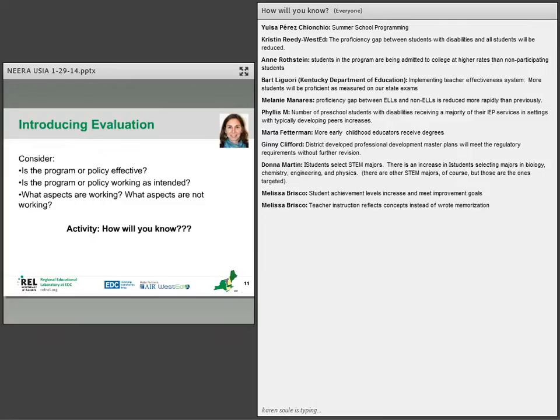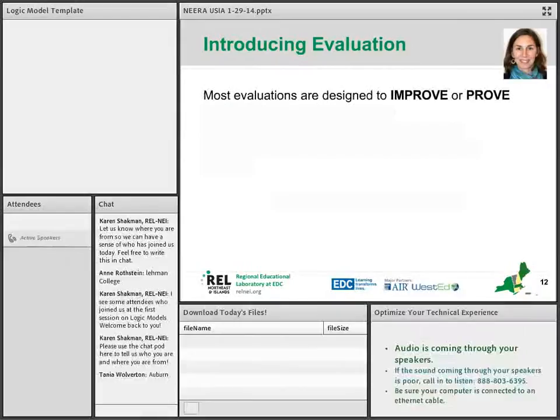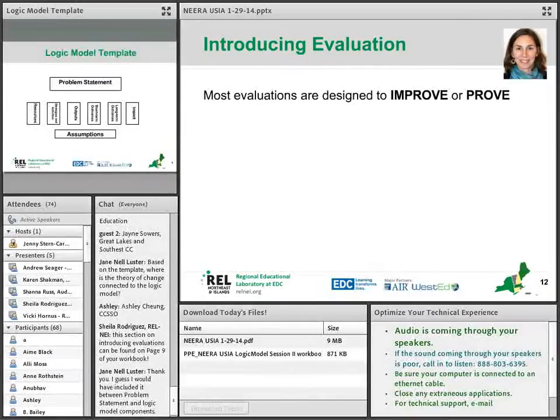We'll move on now and move back to the presentation and dive into a little bit more introduction to evaluation. Generally, evaluations are designed to do one of two things or some combination: either to improve aspects of a program or to prove or show that a program is reaching its intended goals.